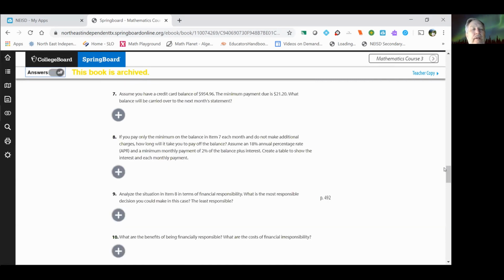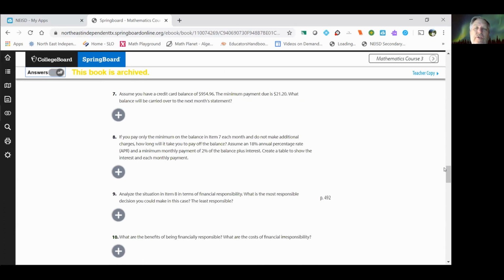If you pay only the minimum on the balance in item 7 each month and do not make additional charges, how long will it take you to pay off the balance? Assuming an 18% annual percentage rate, APR, and a minimum monthly payment of 2% of the balance plus interest. Create a table to show the interest in each monthly payment.